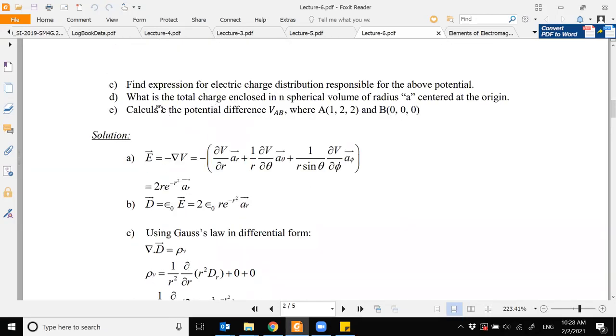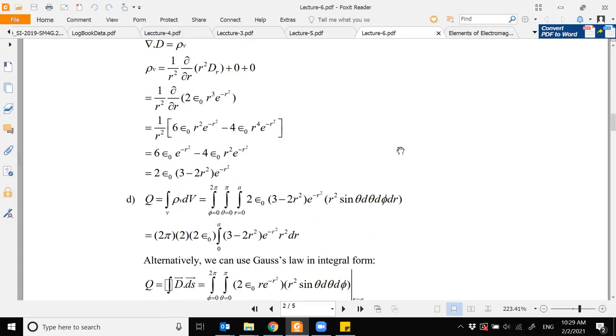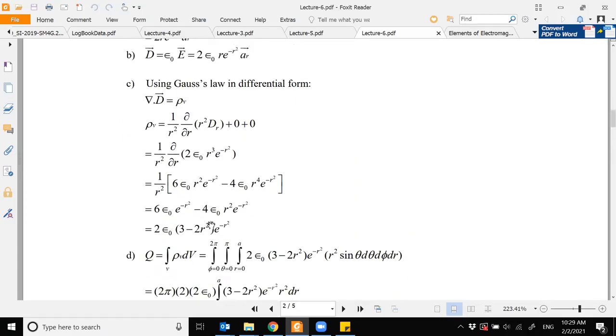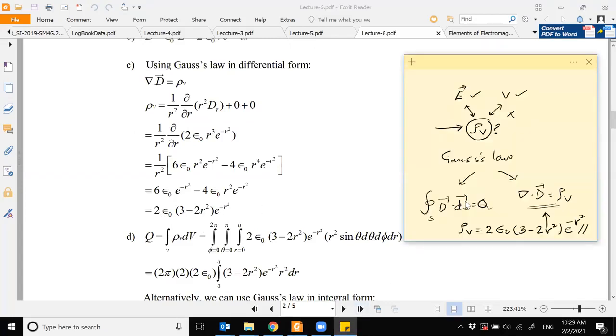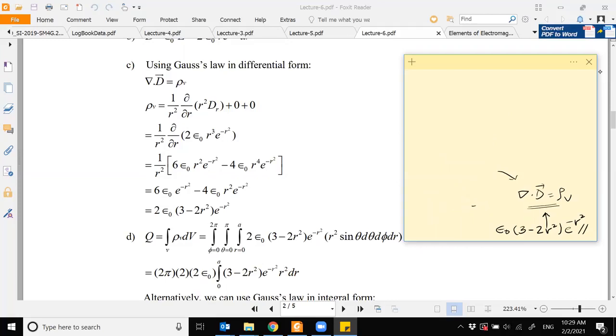Now, next, what is the total charge enclosed in a spherical volume of radius A centered at the origin? This is our charge distribution, and rho v is a function of r. So it's a non-uniform charge distribution, because it's a function of r.